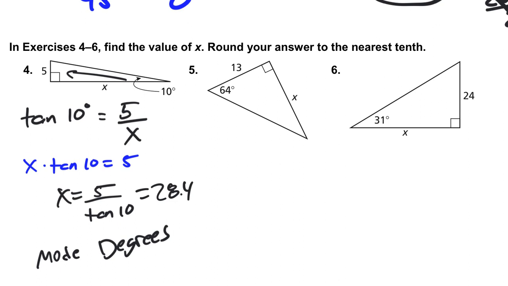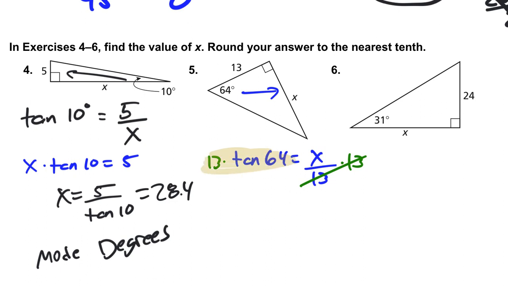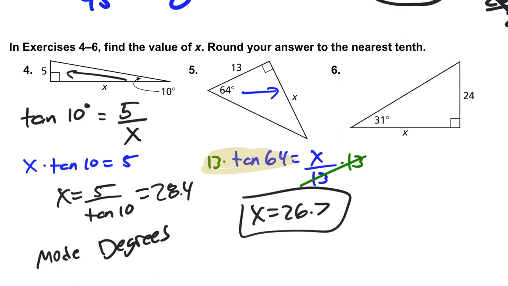Why I'm going to do number 5: if I talk about my tangent of 64, that's equal to its opposite, which is x, and its adjacent is 13. To solve this one, I'm going to multiply both sides by 13. And now I just have to put this part, 13 times tangent 64, in the calculator. When I do that, I get x equals 26.7. All right, let's go to number 7 really quick.